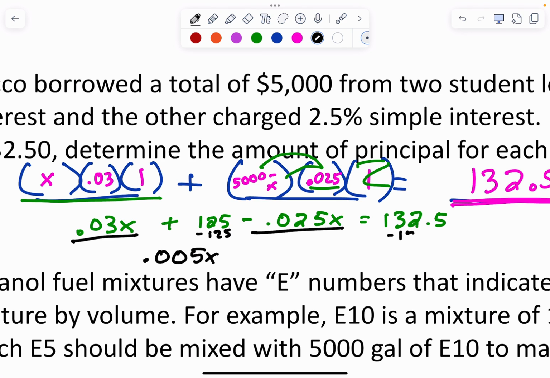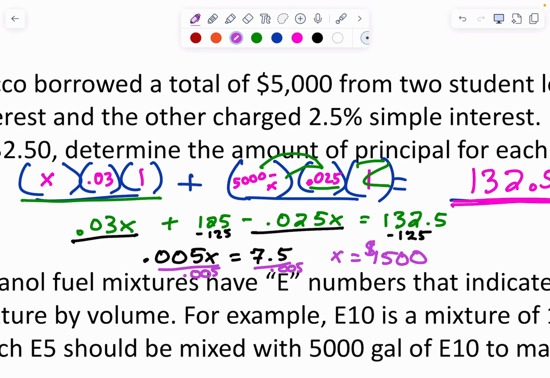Can I do that at the same time? Is that confusing? 7.5. That's what it is, 7.5? Yeah. Holy moly, I have a lot of decimals going on here. Divide by 0.005, divide by 0.005. 1,500? Yep. Does it make sense that that would be 1,500? Yes. Yeah, if the total amount is 5,000, okay?